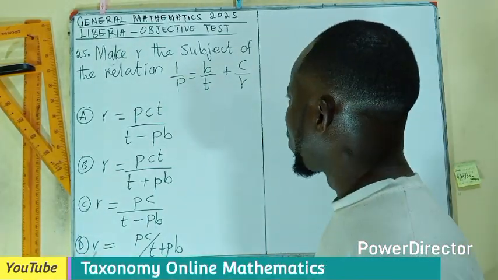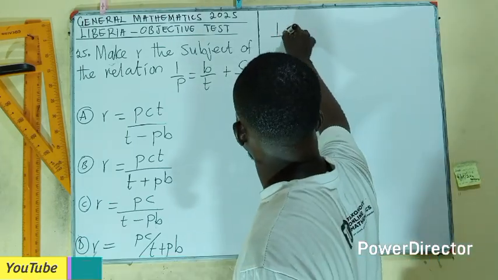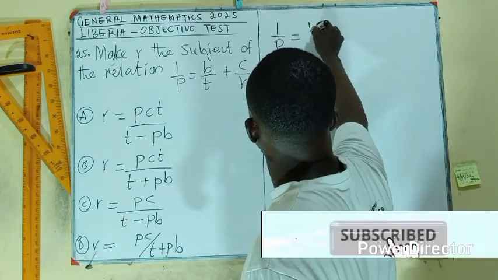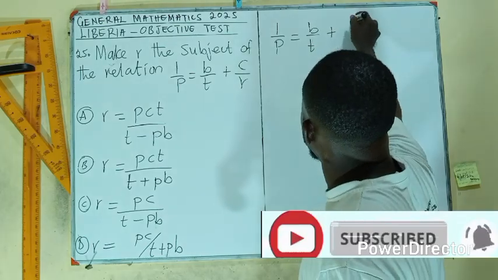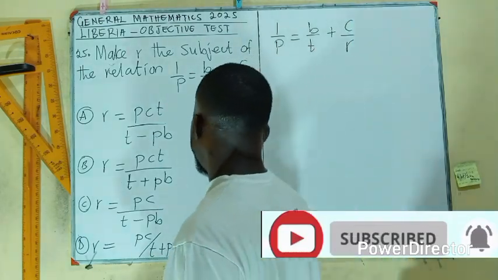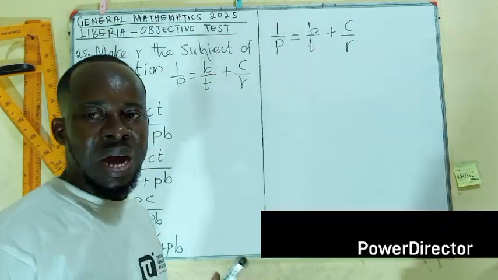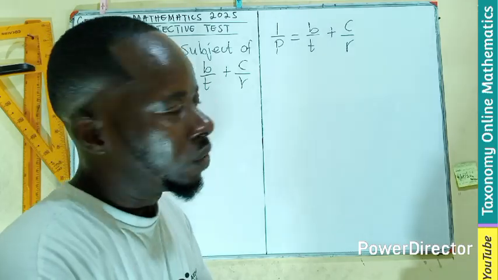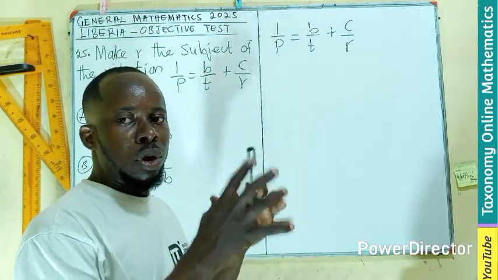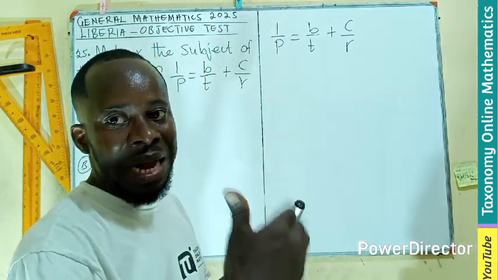Make R the subject of the relation 1 over P equals B over T plus C over R. These are three different fractions that have variables as denominators. So we can multiply through by the product of all those variables as the LCM.